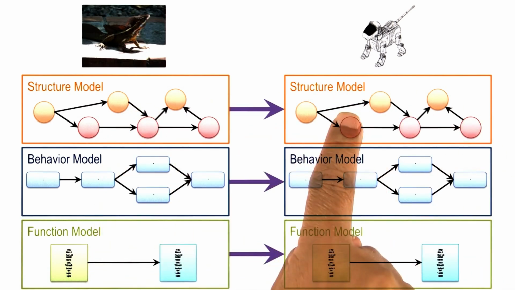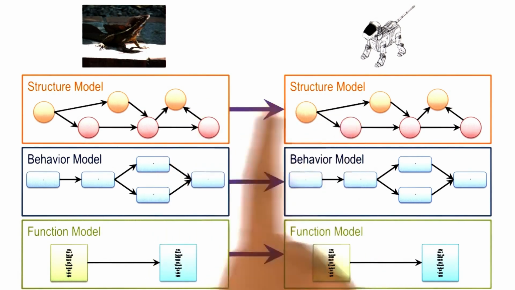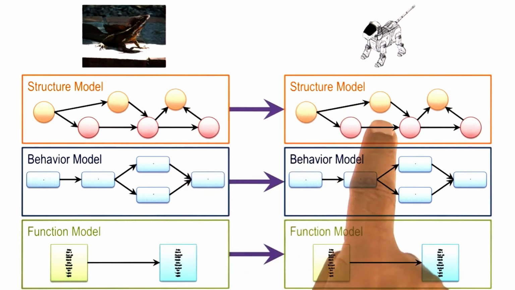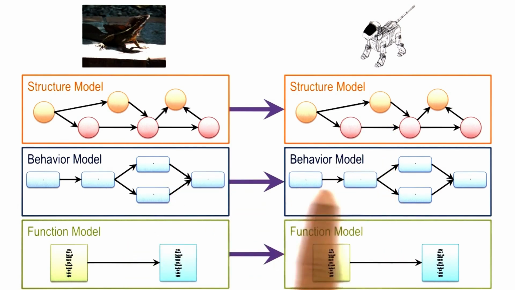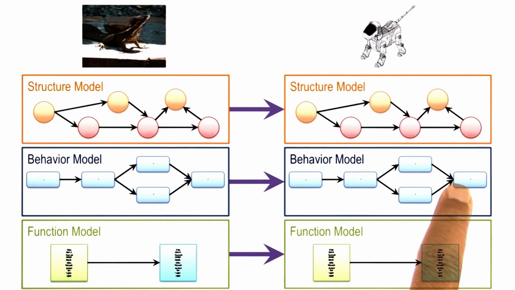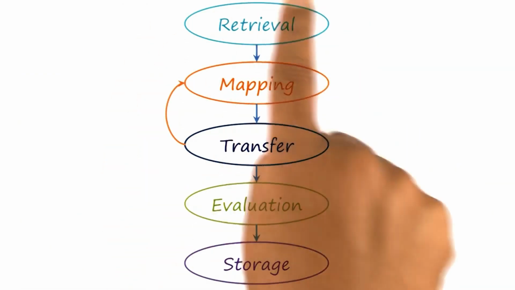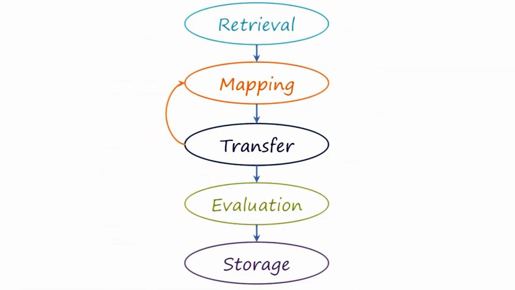We first do mapping at the level of structure, and that mapping at the level of structure helps us transfer some information. That, in turn, allows us to transfer information at the behavioral level. Once we have transferred information at the behavioral level, we can climb up this abstraction hierarchy and transfer information at the functional level.